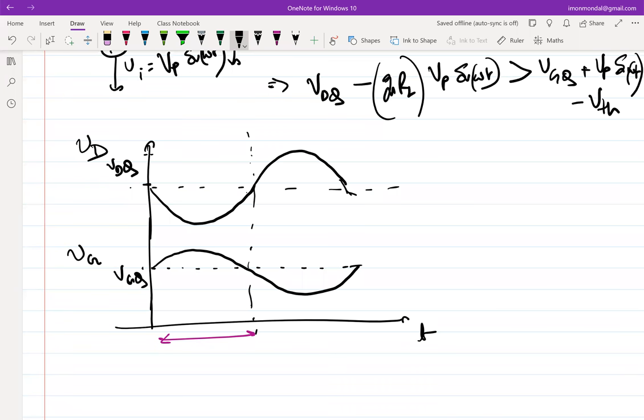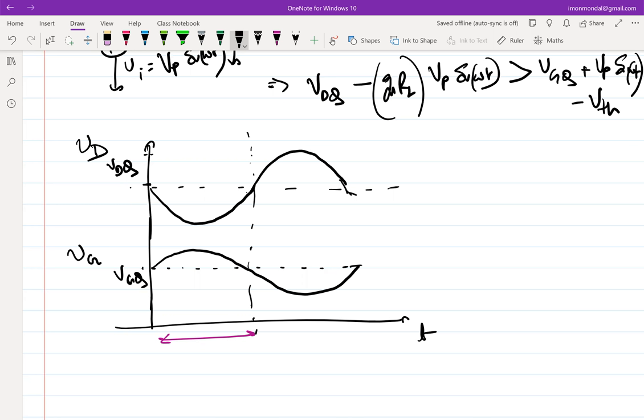Or rather, in the first half cycle, am I going away from saturation, or in the second half cycle, am I going away from saturation when the signal swings? First half cycle, because the gap between drain and gate is closing, right? The gap between drain and gate is closing.